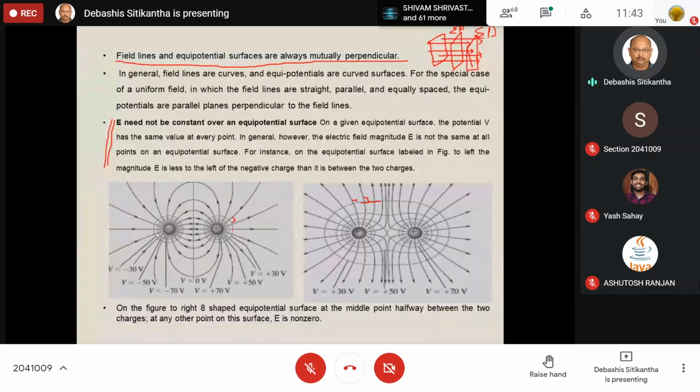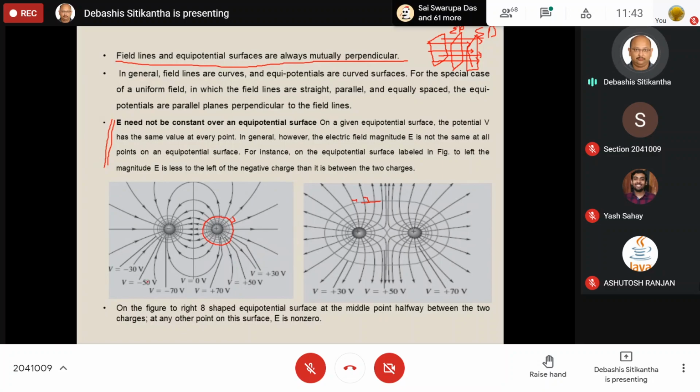Now just have a look at this equipotential surface. This is a sphere, and on this sphere everywhere the electric field is going to remain constant as well as the electric potential. So in this particular case, your electric field and the electric potential, both of them are going to remain constant throughout the equipotential surface.